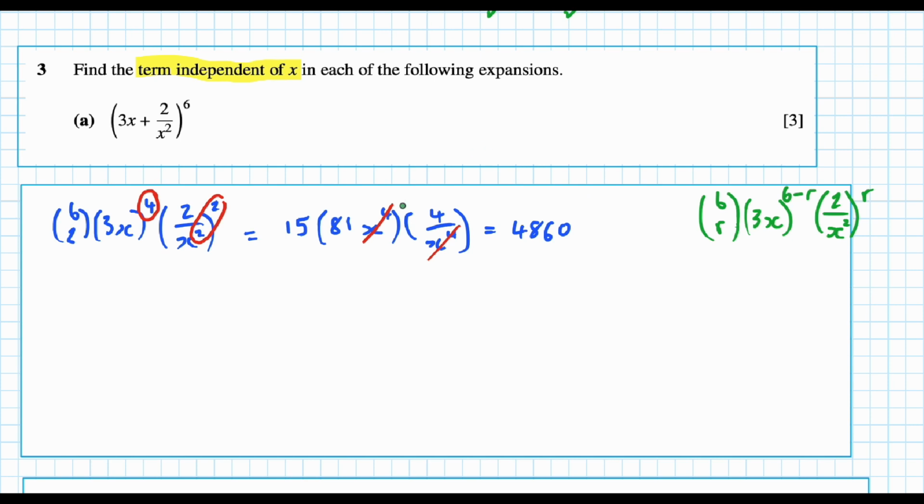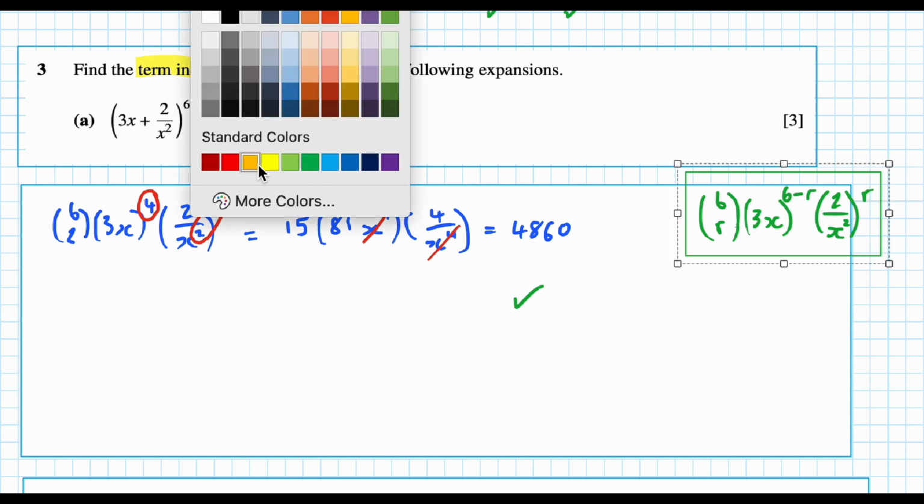Our answer is 4,860. And again, it's a bit of trial and error. You've got to just do a lot of questions maybe, just checking that. And using that kind of formula on the right hand side there is useful just to get used to it.